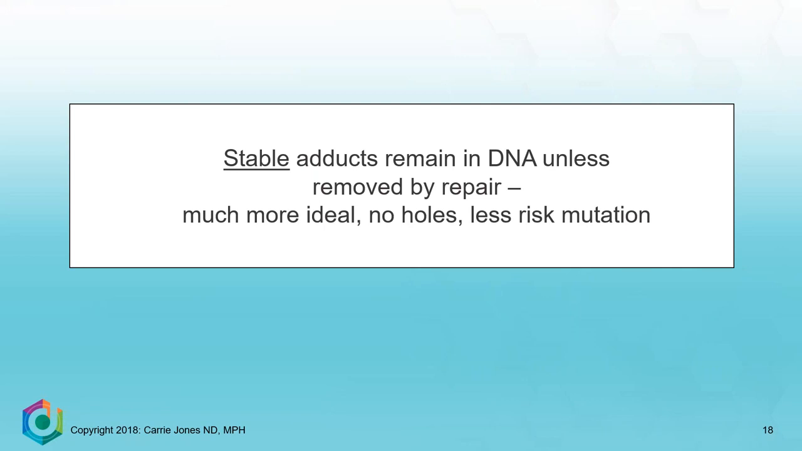And what happens when you have stable adducts is that your DNA repair system comes in, sees that it's an adduct, and then it can do its job and repair it, and hopefully, of course, get the repair right. But with the stable adduct, when it waits in the DNA for the repair to happen, then you don't get holes. You don't get the unstable ones, which of course are depurinating, break off. You get less risk for mutation because they're waiting there patiently to get fixed properly.